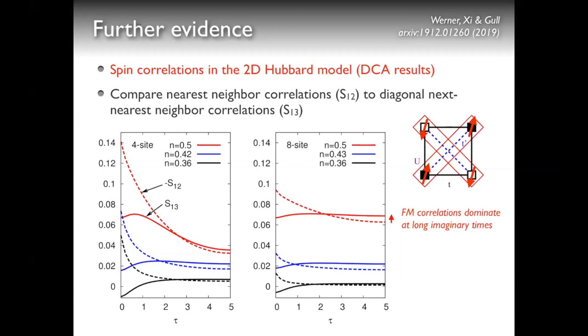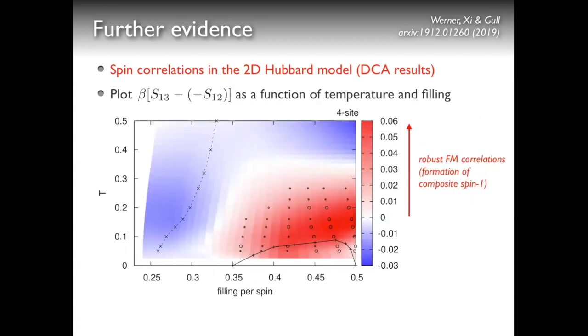That means at long times, or at low energies, these ferromagnetic correlations dominate, and I think that's the indication of the spin freezing. What I will do on the next slide is plot the difference between the ferromagnetic and antiferromagnetic correlations at long times as a function of filling and temperature. And then we get this kind of plot.